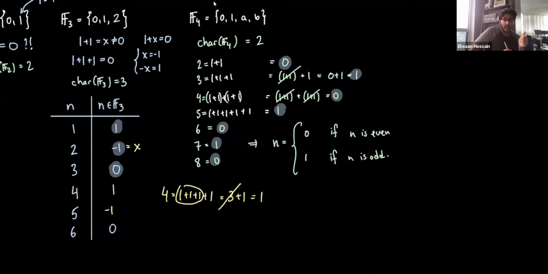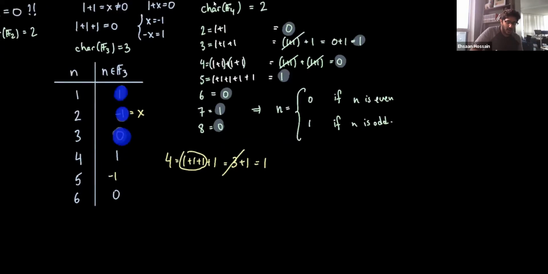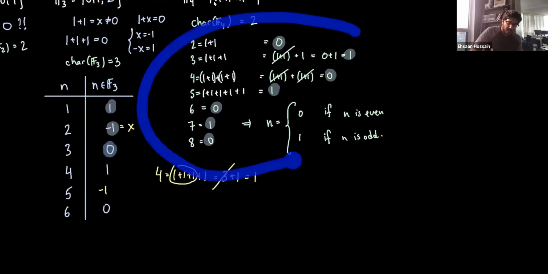If I count the integers 1, 2, 3, 4, 5, and so on, I try to see which of those are 0, which of those are 1, and which of those are -1 or -2 or whatever else is in your field. It's just the least n that I get 0. In this case, the first time I get 0 is 3. So the characteristic is 3. In this case, the first time I got 0 was 2. So the characteristic was 2.